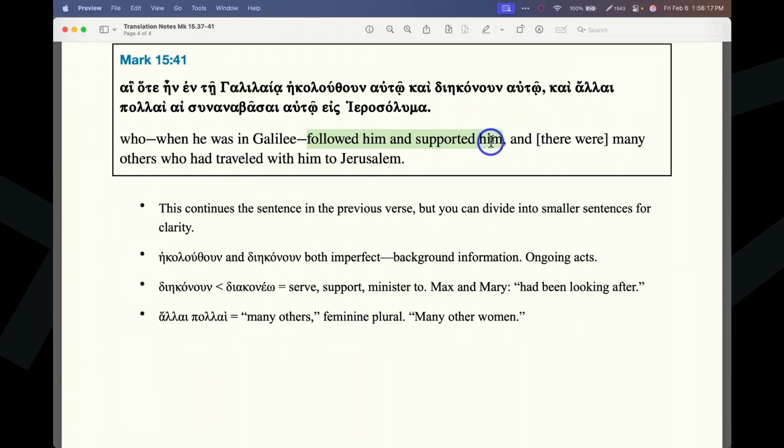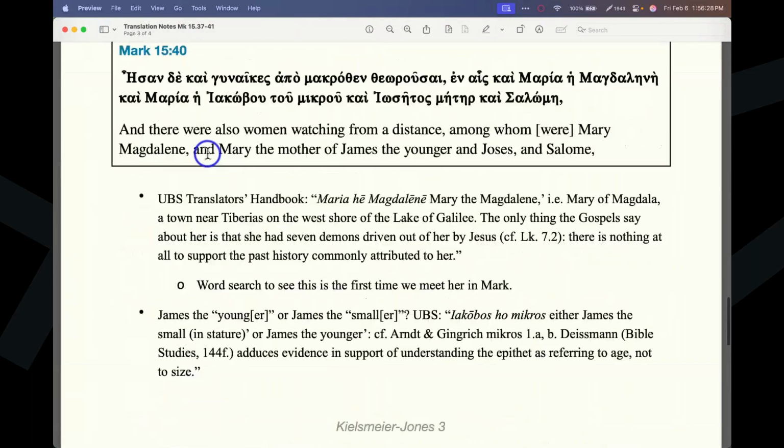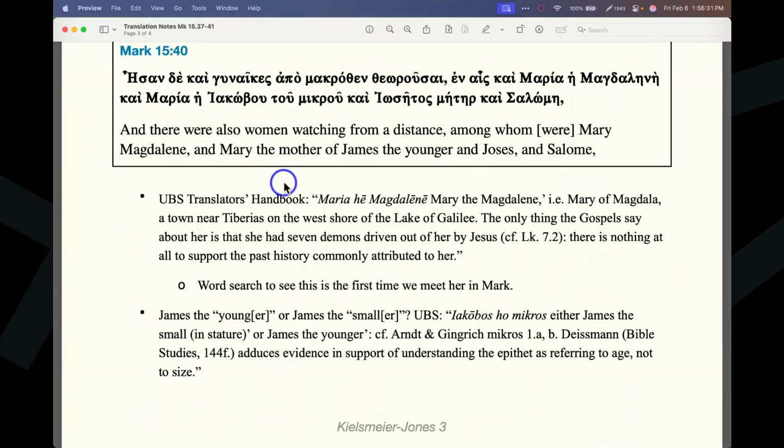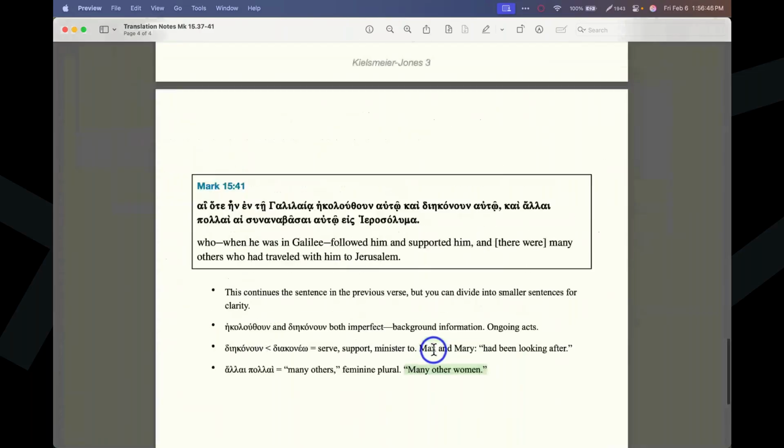So I did not bring that out in translation. I just said there were many others who had traveled with him to Jerusalem. But you may wish to say, many other women. So the word women per se is not here, although you do have gunai case here for women. But that's just to explain why you might see that in other translations. So yes, the wording is saying many others, feminine plural. You can conclude that's many other women. So that would be one way to translate it.